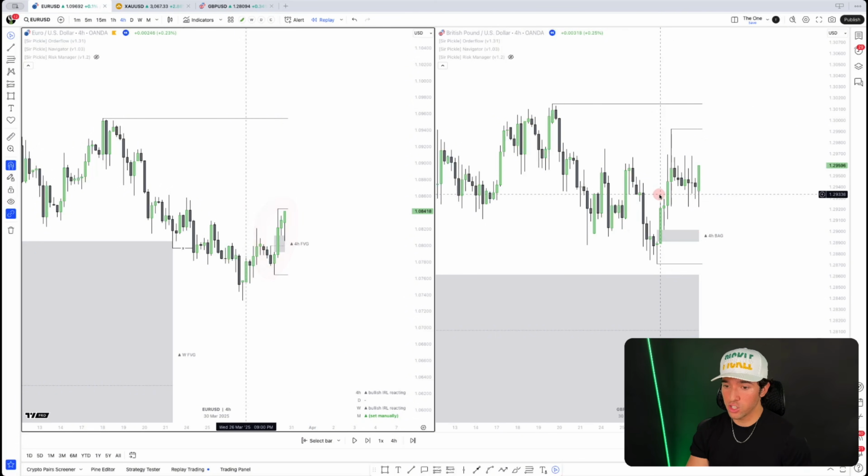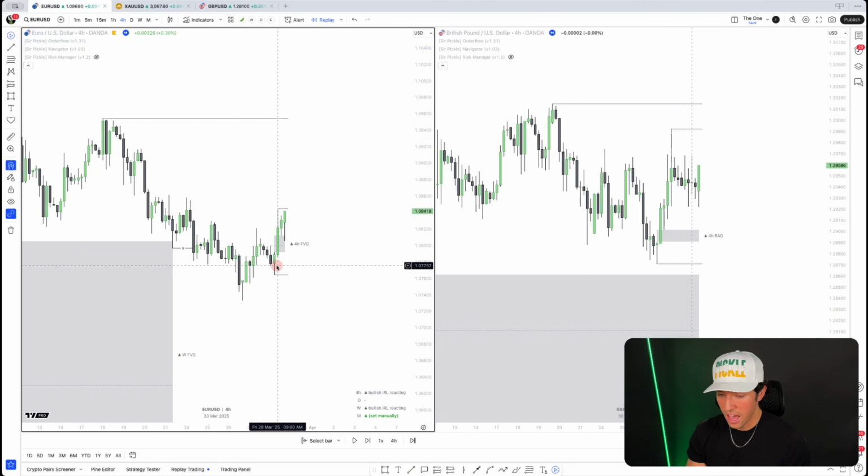Where if we look at GU, it was a lot weaker. In fact, while we were expanding right here, and again, you can see that if you look at the right, the dashed lines are at the same relevant levels. We were just consolidating on GU. While EU was creating a fair value gap right here, GU was just consolidating. So clearly it was weaker. Clearly it lacked some of that energy.